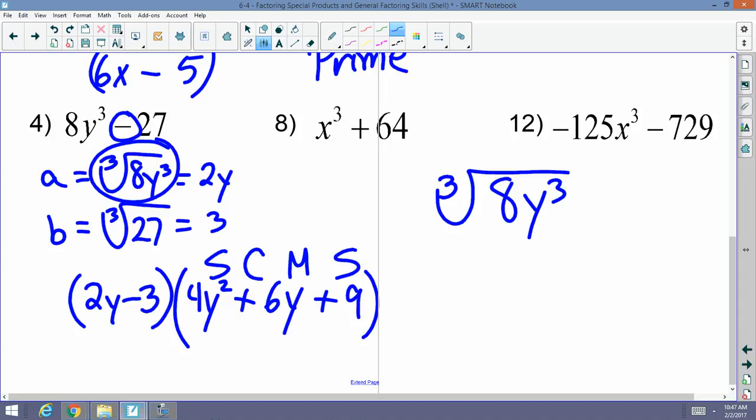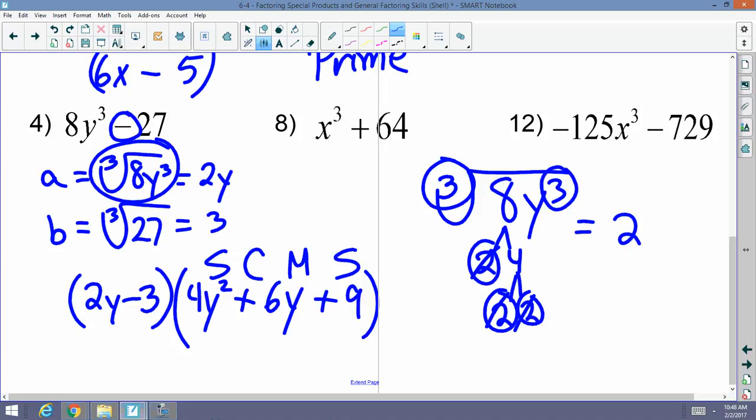A cube root, guys, asks the question, what number times itself 3 times gives me this value? So if I break down 8, this is going to be 2 times 4. 4 is 2 times 2. This index tells you how many of one value I need to take out. So I have a 2 and a 2 and a 2, so that comes out as a 2. How many times does 3 go into 3? So I take out 1y, and that's how I got 2y as my a term.